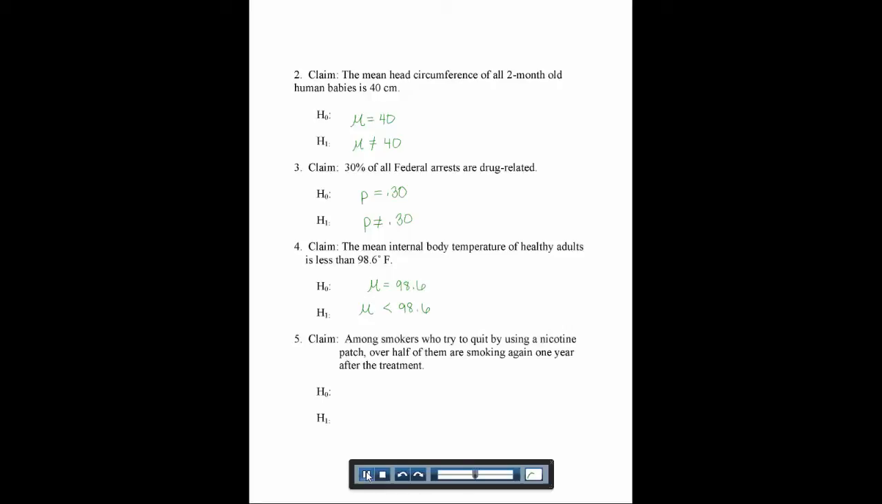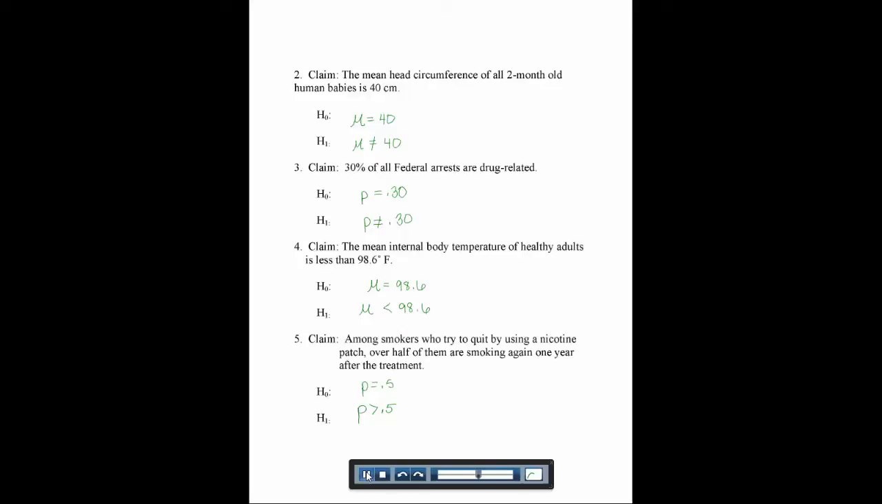Number 5 says, among smokers who try to quit using a nicotine patch, over half of them are smoking again 1 year after treatment. So over half means more than half, greater than half. So here we're talking about a proportion, 50%. And so we'd say our proportion is greater than 0.5 or greater than 50%. And our null is always the equal, so P is equal to 0.5.